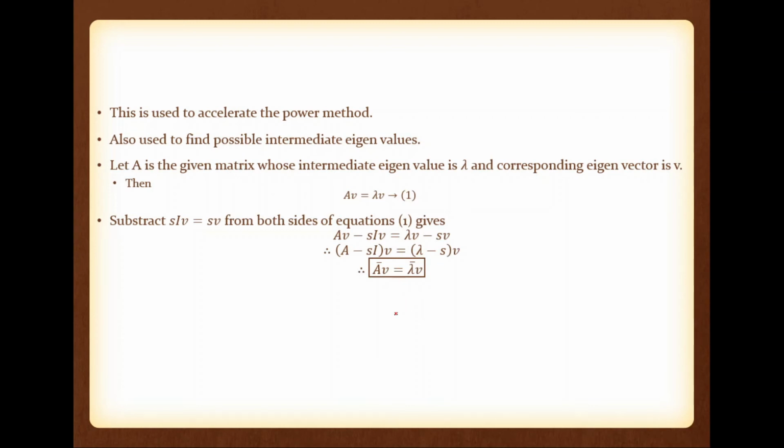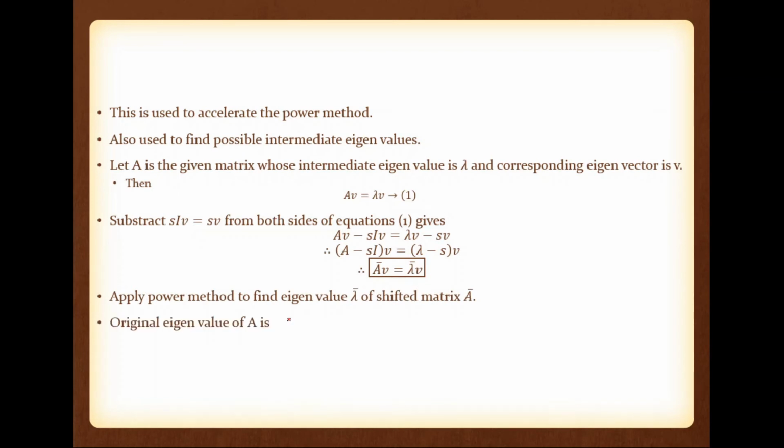Okay. So please note, apply power method to find lambda bar, the largest eigenvalue lambda bar of A bar. Then by using lambda bar is equal to lambda minus S, or lambda equal to lambda bar plus S, we can find lambda. So the original eigenvalue of A will be what? Lambda is equal to lambda bar plus S. But please note, in both cases, V is not changing. So the eigenvector is the same.